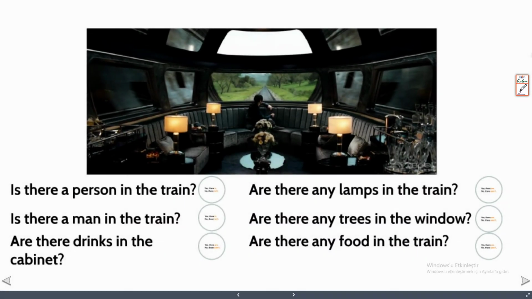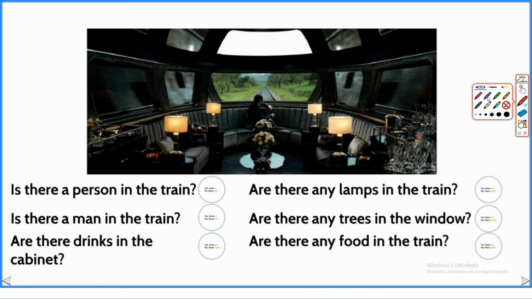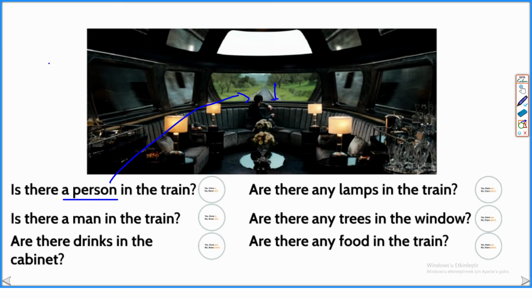And please focus that we say "a person", because we have one person. If we have two people, we should say "people", because people is plural, but person is singular.